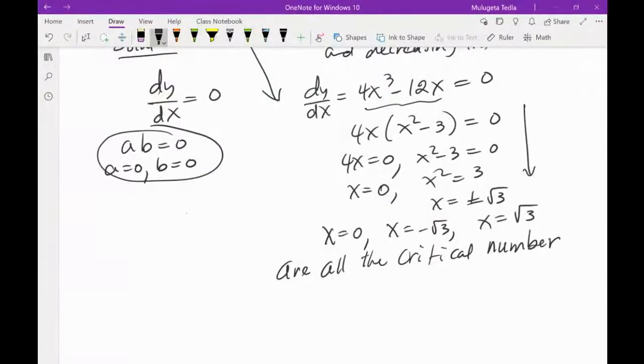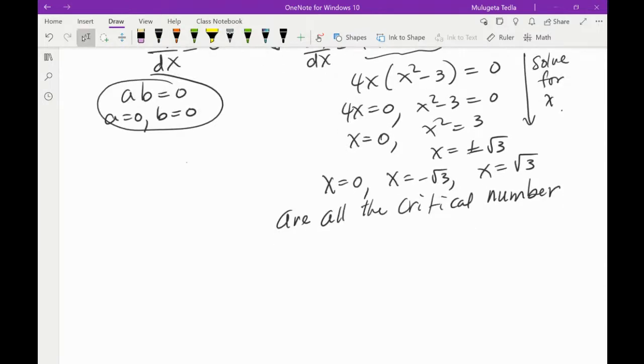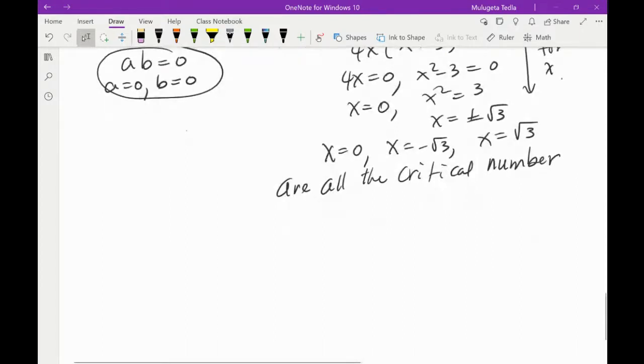Okay, so you find the derivative, set it equal to 0, and solve for x. That's what I have been doing. And every number you get is a critical number. A critical number is the x component of the turning point. That means the graph is going through turns.